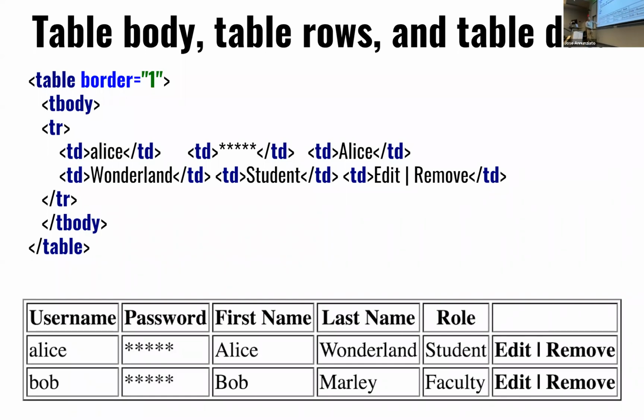So the example here is only showing one row, but down below, I'm showing two rows. Really, there would be two of these TRs. One TR and then another TR. One table row, two table rows, one for Alice and one for Bob. Okay, right?